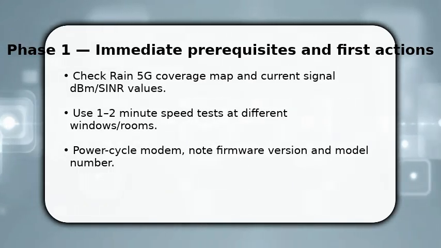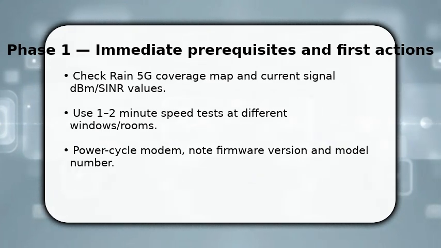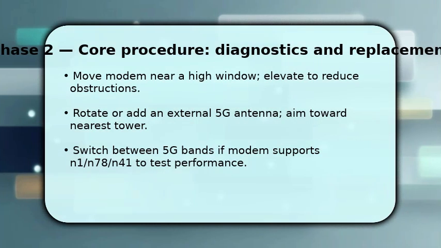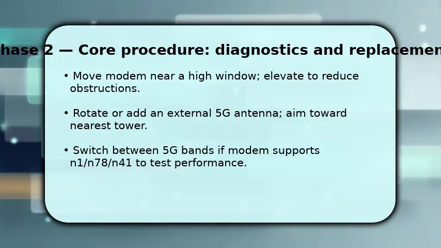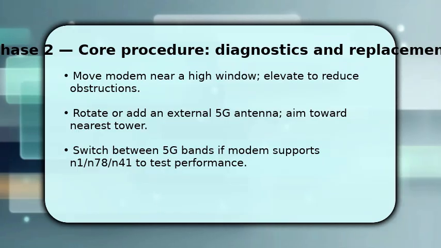Now you optimize placement and antennas to extract better throughput. Move the Rain gateway near a high window and elevate it to reduce walls and reflections. Once done, small location changes can yield big gains.